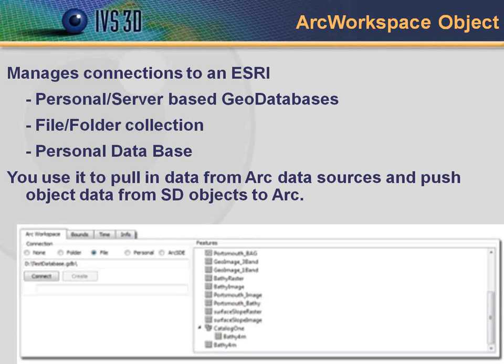And sorry for the quality of the graphics on this one here. The third type of parent object is when we work on the Windows 32-bit version of the software. You can directly work with Esri Arc products, and this object manages the connection to the geodatabases, allows you to pull data in from Arc to create SD objects, and also the reverse, to push data from many of the Fledermaus types into Arc.